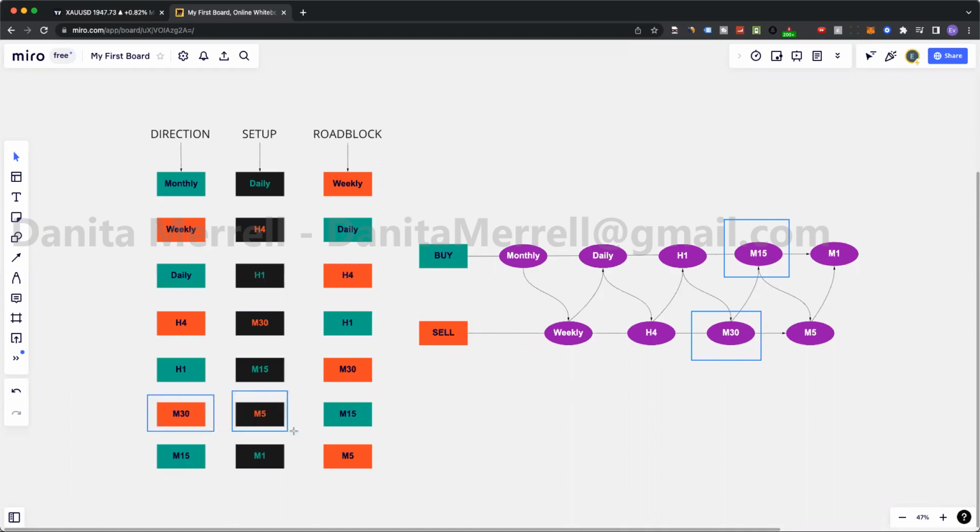We look at an M5 setup, and now we need to break the M15 buys. So our M30 needs to break the M15. So here is our roadblock. M30 roadblock is M15. So now we can ping pong from M1 buys to M30 sells. So we're just using our guide here. I hope that's making sense so far. This is pretty much the only way I can explain this visually.